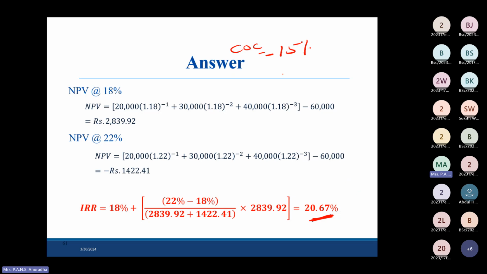Suppose the project cost of capital is 22%. Now there is a problem. You cannot accept because the cost of capital of the project, or the project required rate of return, is 22%, but the IRR is 20. So then you cannot accept the project, you may reject. So likewise, by comparing the IRR with the cost of capital, you can take the decision.